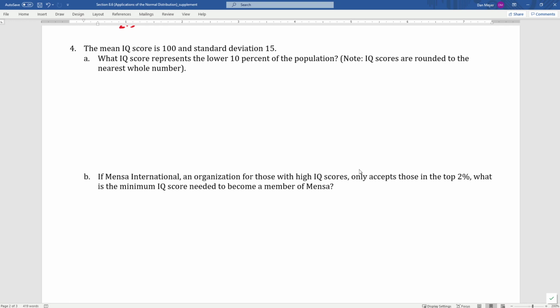So this is a backwards problem. They gave us basically a probability. We're talking about a lower 10%, so that's a good probability to be working with. And they're asking us to find an IQ score. So there is some IQ score X. I guess we have a normal random variable X, which is the IQ score.